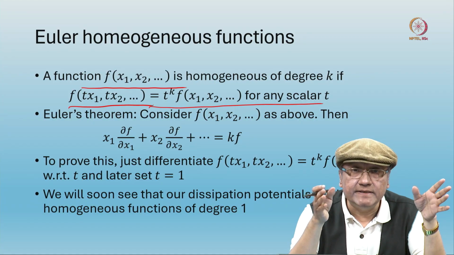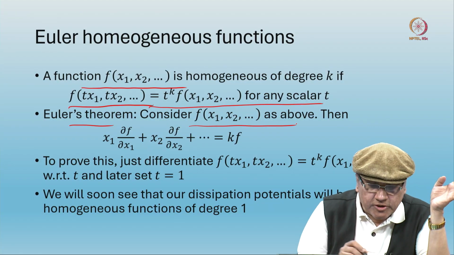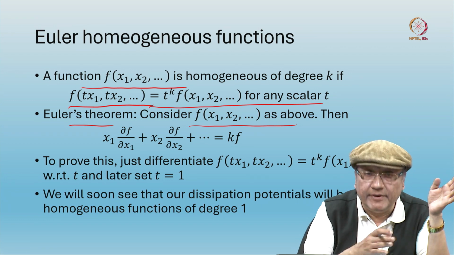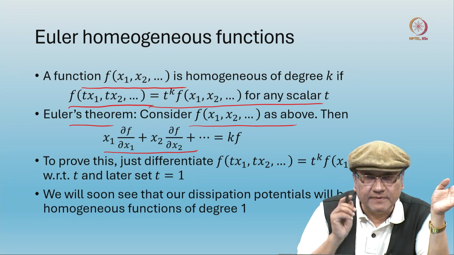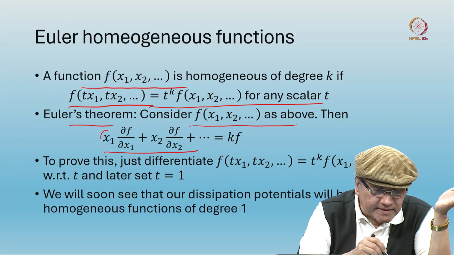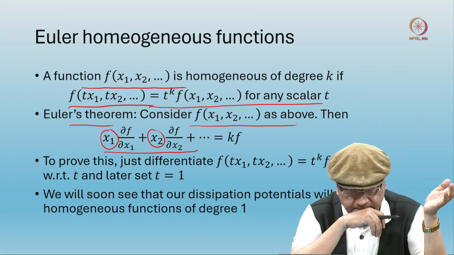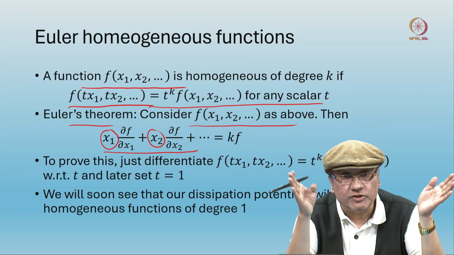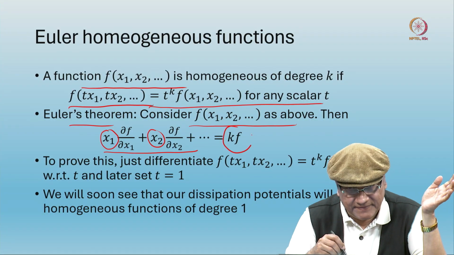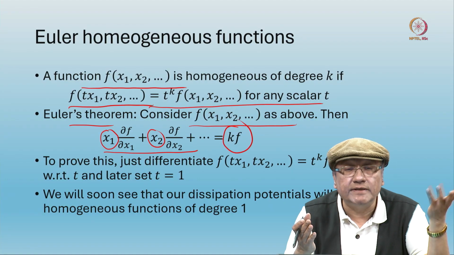For such a function, it is very easy to show, and it is called Euler's theorem, that the function's increment away from 0 is nothing but the increment in the x1 direction, x2 direction and so on, multiplied by the derivatives. That gives you the increment in each direction and you just sum them up. That is nothing but equal to k times f.